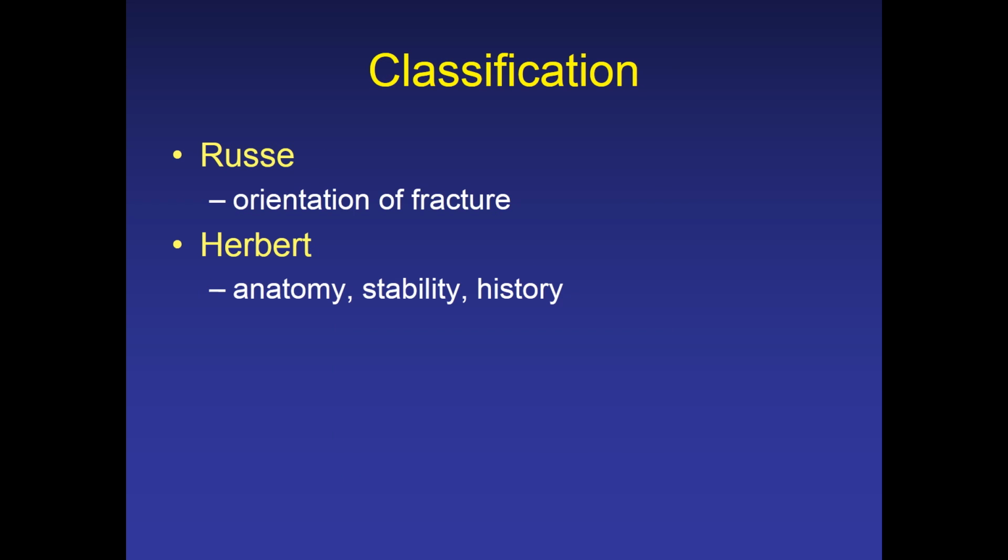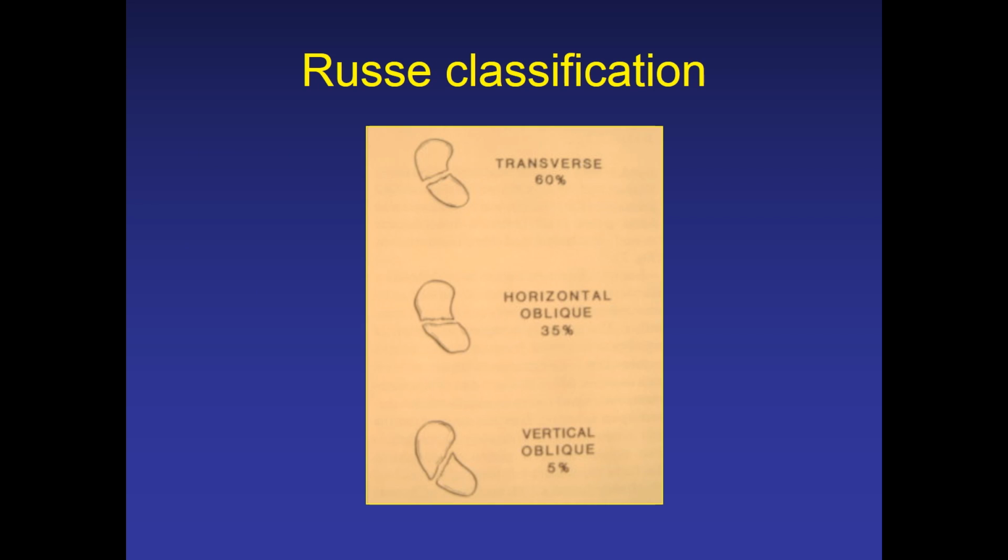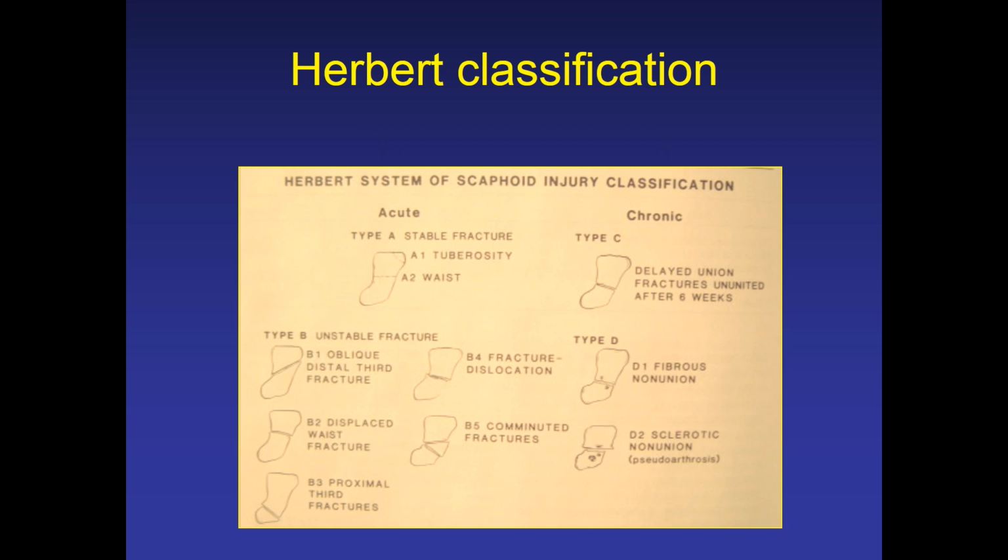So Russe looked further at these, and he looked at the orientation of the fracture, and then Herbert had a more comprehensive classification. So just looking at that, 60% transverse fractures, most stable. Then you get your horizontal oblique, the next most common, also reasonably stable, but this vertical oblique pattern is particularly unstable, and you need to look for that. So Herbert sort of put that all together. He's divided it. He's got the chronic and the acute fractures. So your transverse waist, or your horizontal oblique waist fractures, your stable fracture, undisplaced, and then your tuberosity. And these immediately go into your stable side and get treated following the algorithm, which we'll look at now.